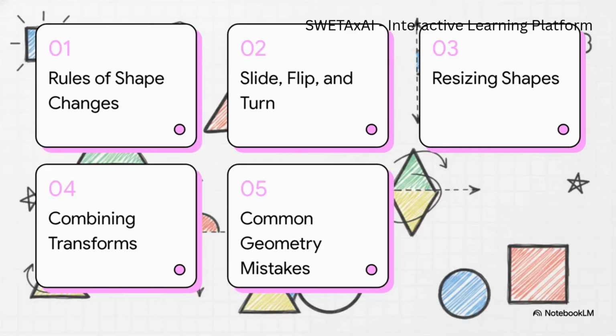Okay, let's dive into this. Here's our roadmap for today. First, the rules of shape changes. Second, sliding, flipping, and turning. Third, resizing shapes, also known as the enlargement. Fourth, when transformations combine. And finally, number 5, avoiding common geometry mistakes.